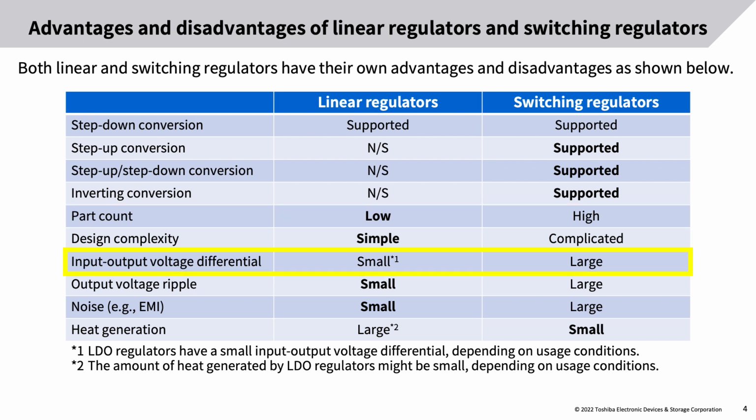Depending on the usage conditions, when using an LDO regulator as a linear regulator, the input-output voltage differential tends to be smaller than that of a switching regulator. Furthermore, output voltage ripple and noise, e.g., EMI, are smaller than those of switching regulators. However, heat generation tends to be larger than that of switching regulators. The LDO regulator may be smaller depending on the usage conditions.